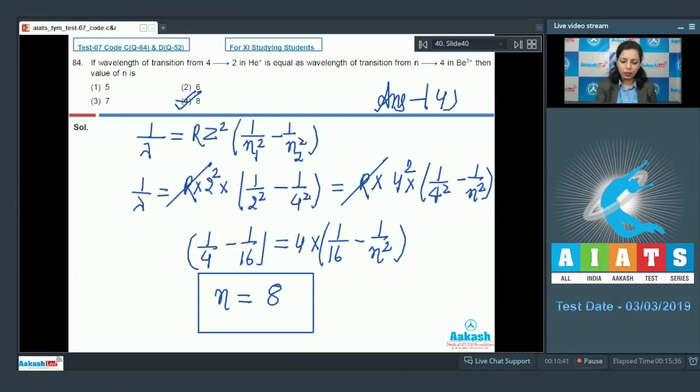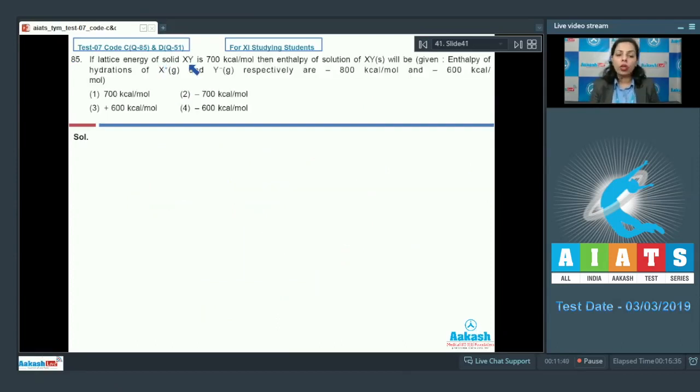Let's take the next question. If lattice energy of solid XY is 700 kilocalorie per mole, then what is the enthalpy of solution of XY? Here it is given that the enthalpy of hydration of X positive ion and Y negative ion respectively are minus 800 kilocalorie per mole and minus 600 kilocalorie per mole.